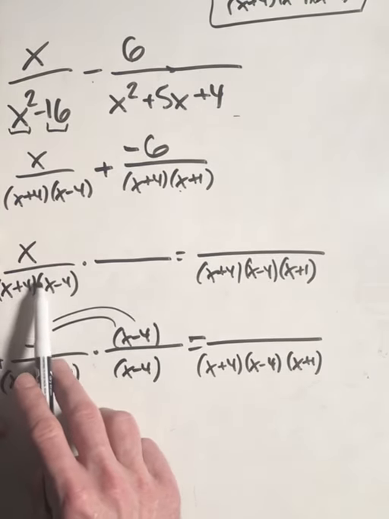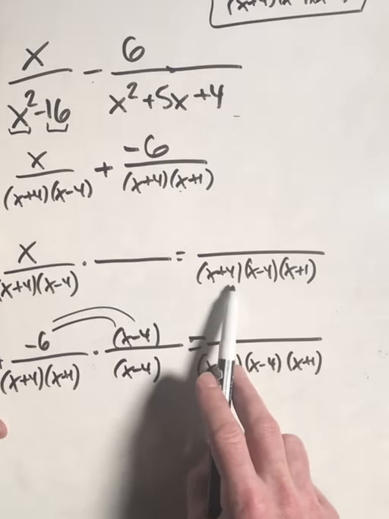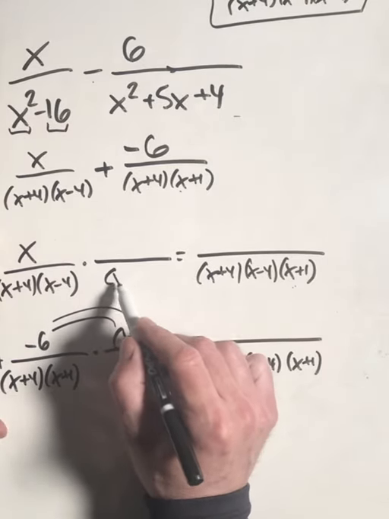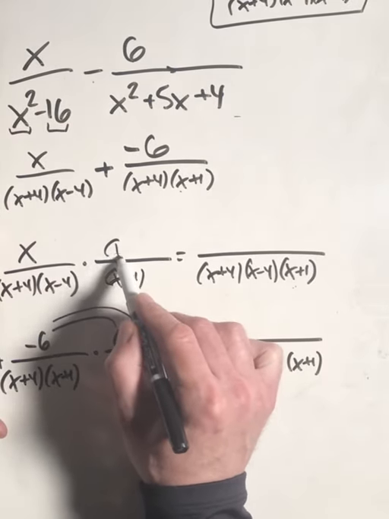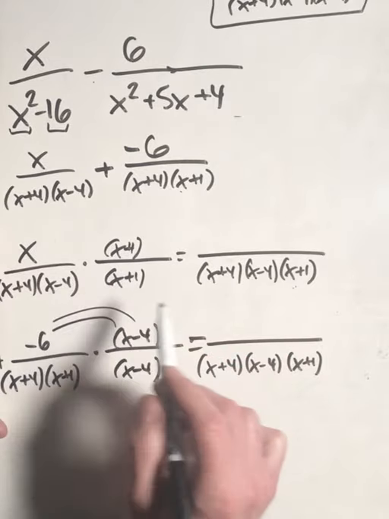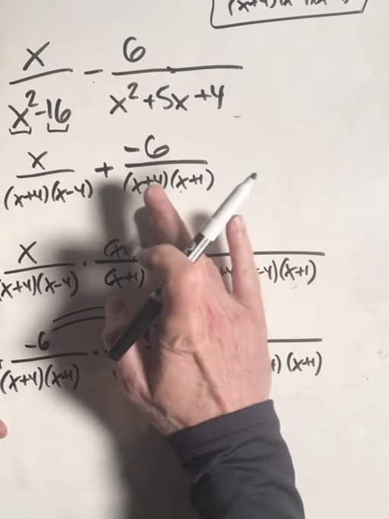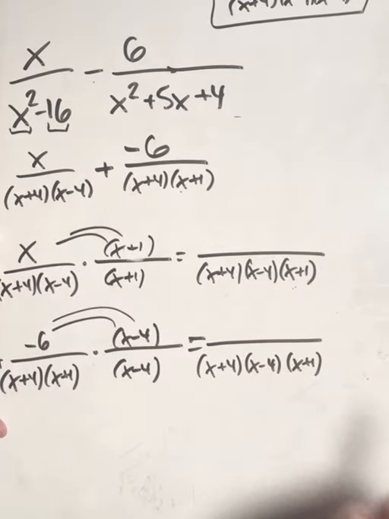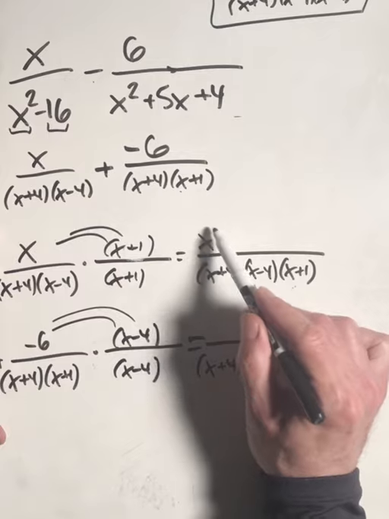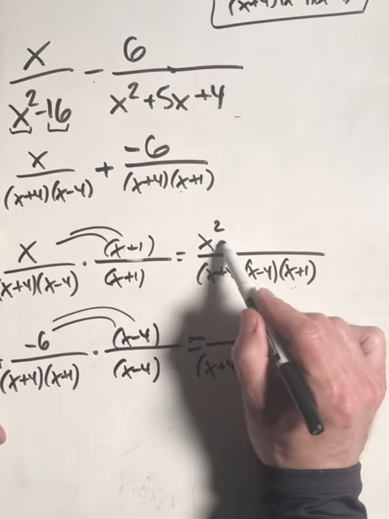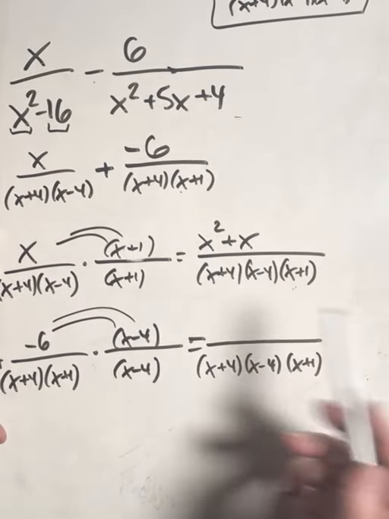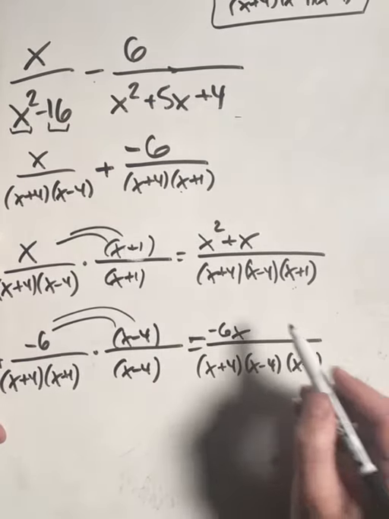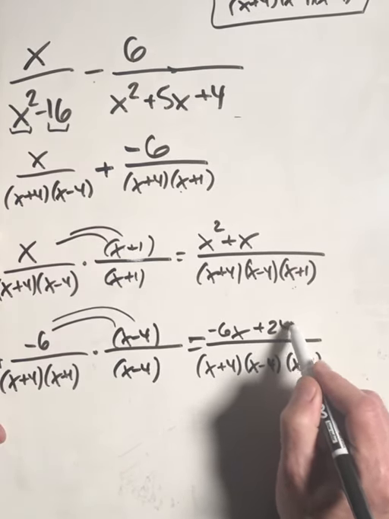Likewise here, to get from an x plus 4 times an x minus 4 to an x plus 4 times an x minus 4 times an x plus 1, I needed to multiply by the x plus 1, so that is going to be the factor that is repeated. Let's write that a little more legibly. And then I'm going to be distributing the x over both of those. So x times x is x squared. x times positive 1 is positive x. Negative 6 times x is negative 6x. Negative 6 times negative 4 is positive 24.